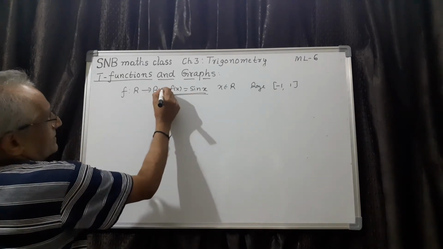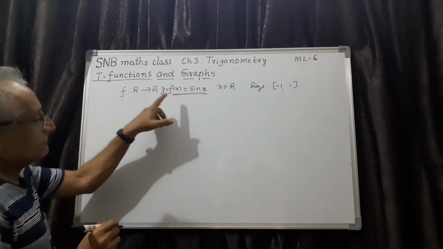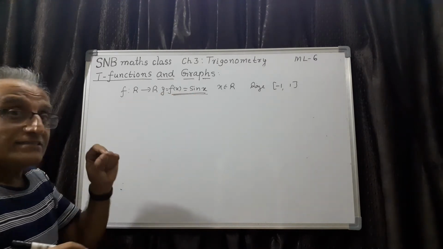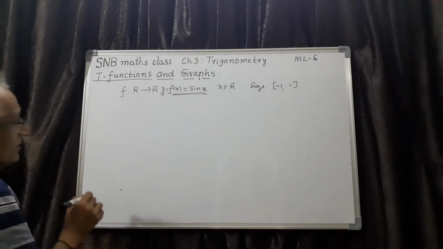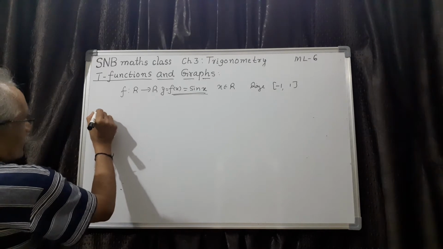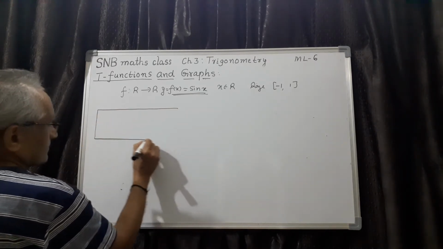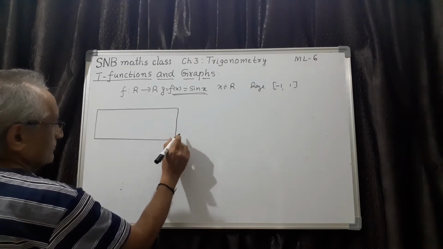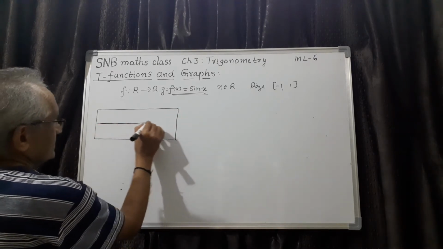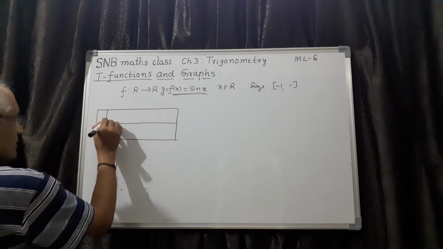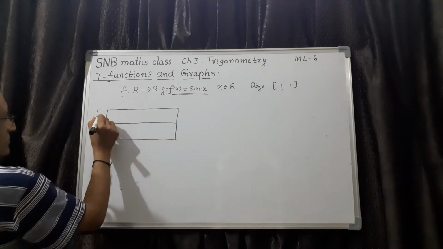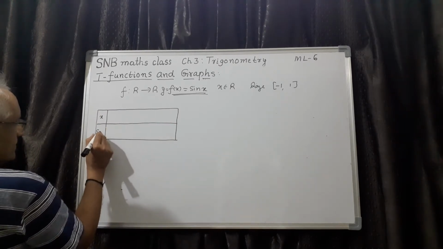We can also write this as y equal to f of x, but that's it. What is the method of drawing a graph? What we have to do is, let us draw a table first, taking both positive and negative values, so that it is easy to identify the nature of the graph. So this is x, this is sin x.